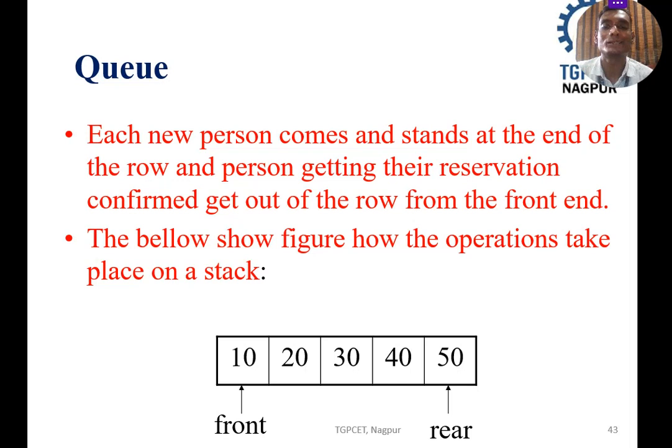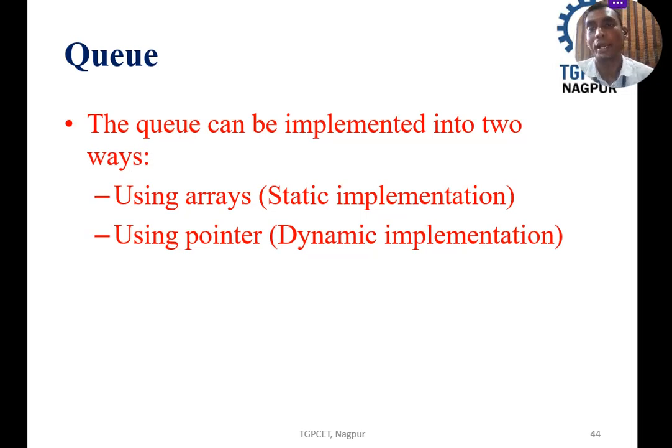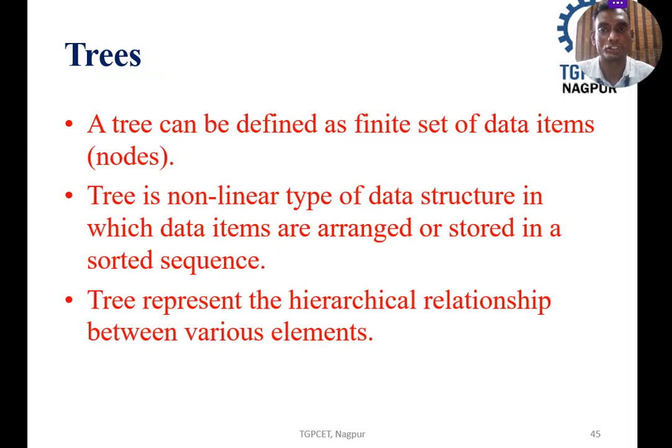Here you can see the two pointers, the front and the rear. Front gives you the first index in the queue, and the rear points to the last element in the queue. Again, it is implemented statically using an array, and in the dynamic implementation the queue is implemented using pointers.